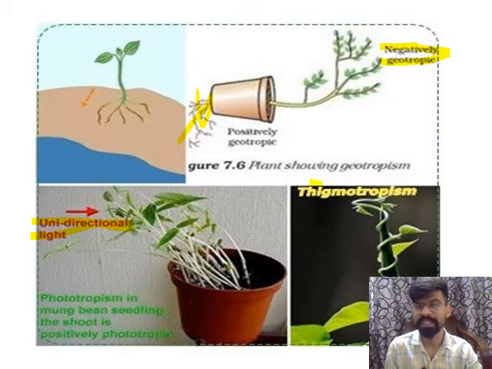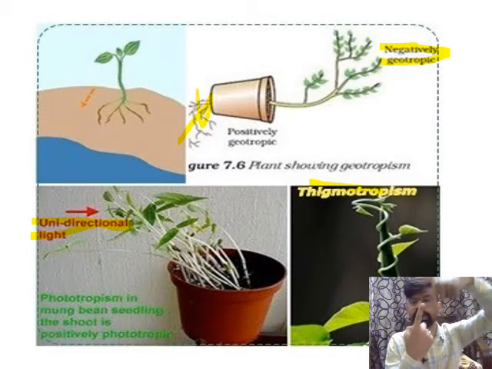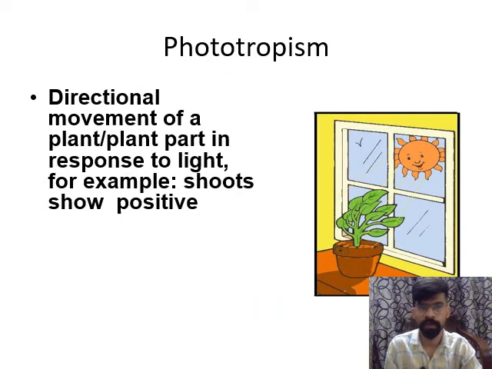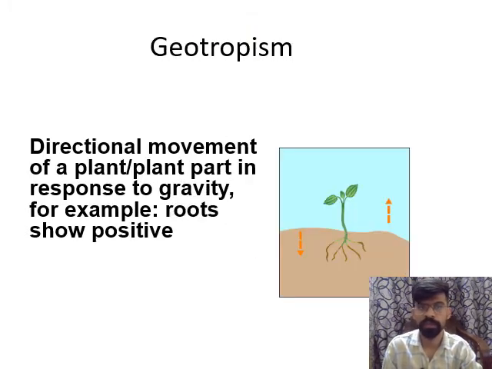This is thigmotropism. Thigmo means with respect to touch. Sometimes we see in the garden that a sensitive plant will coil around a solid support. This is known as thigmotropism. Again, phototropism has the same definition, the directional movement of a plant in response to light, and this is the diagram. Geotropism, again the same, is the directional movement of a plant in response to gravity, and you can see in the figure that roots are geotropic.